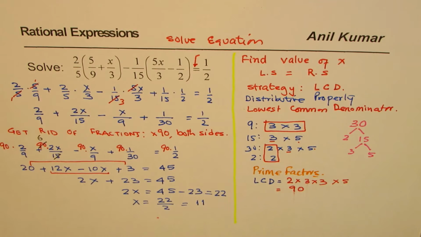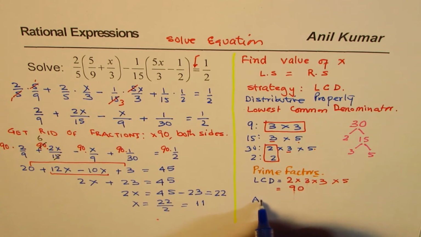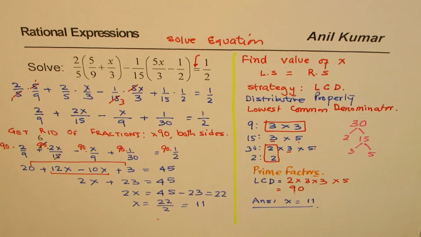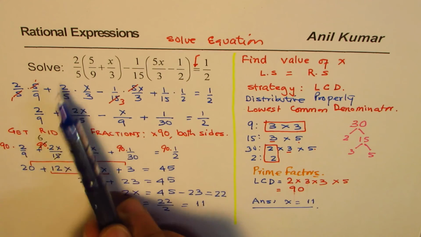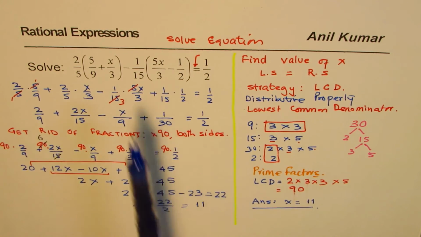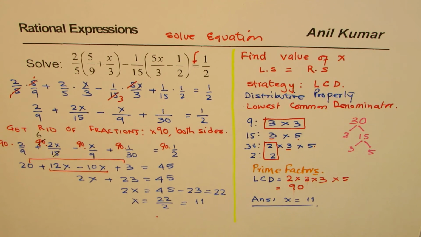So see, that is how you could solve such a rational expression. I'm Anil Kumar, and I hope all these steps are absolutely clear. You can actually go through this video once again and understand all the steps, right? So we have our answer, x equals 11, right? Now what you can do as an exercise is substitute x and check if we really get half while simplifying the left side. So that will be a good exercise for you to simplify rational expressions.